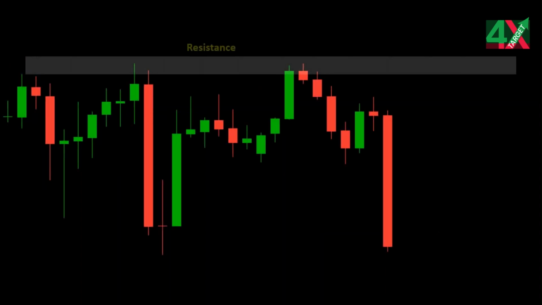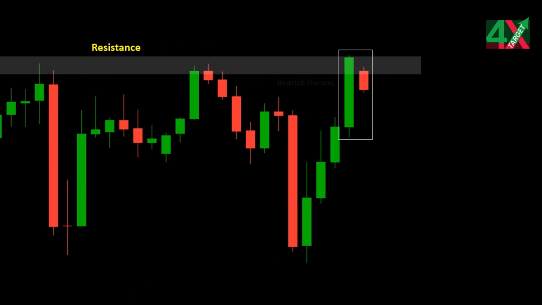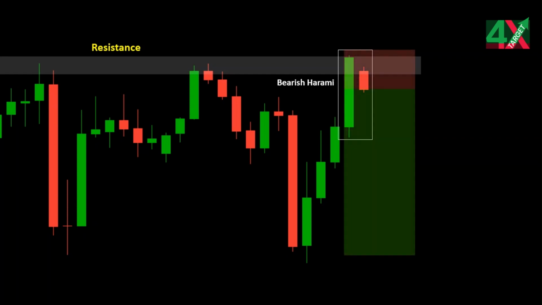In the next example, we can see the price retested a well-defined horizontal resistance. At this point a bearish Harami pattern forms. This signals buyer exhaustion and a potential momentum shift to the downside. Enter a short trade after the bearish candle of the Harami closes. Place your stop loss just above the high of the bullish candle, and for take profit, target the next support level.